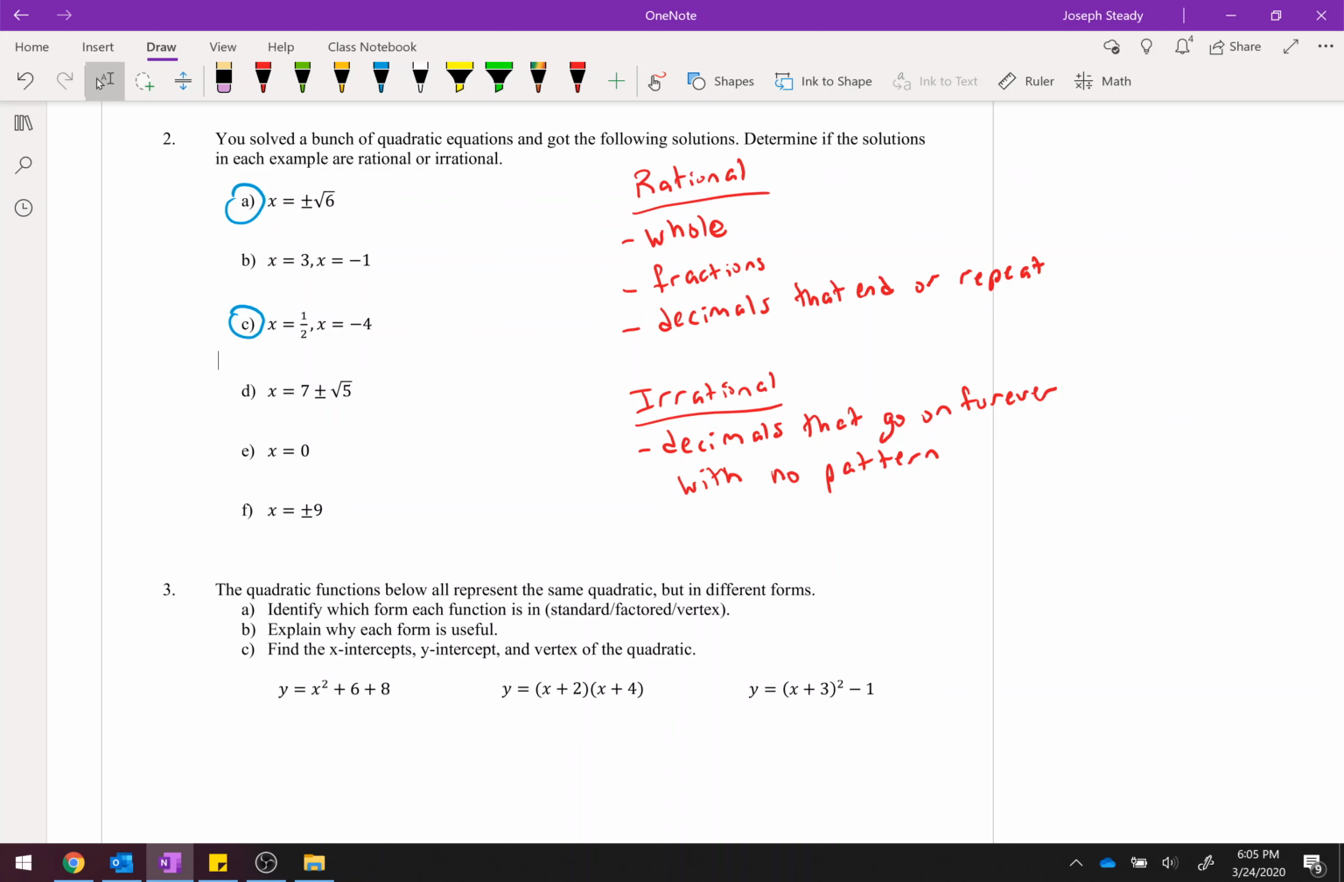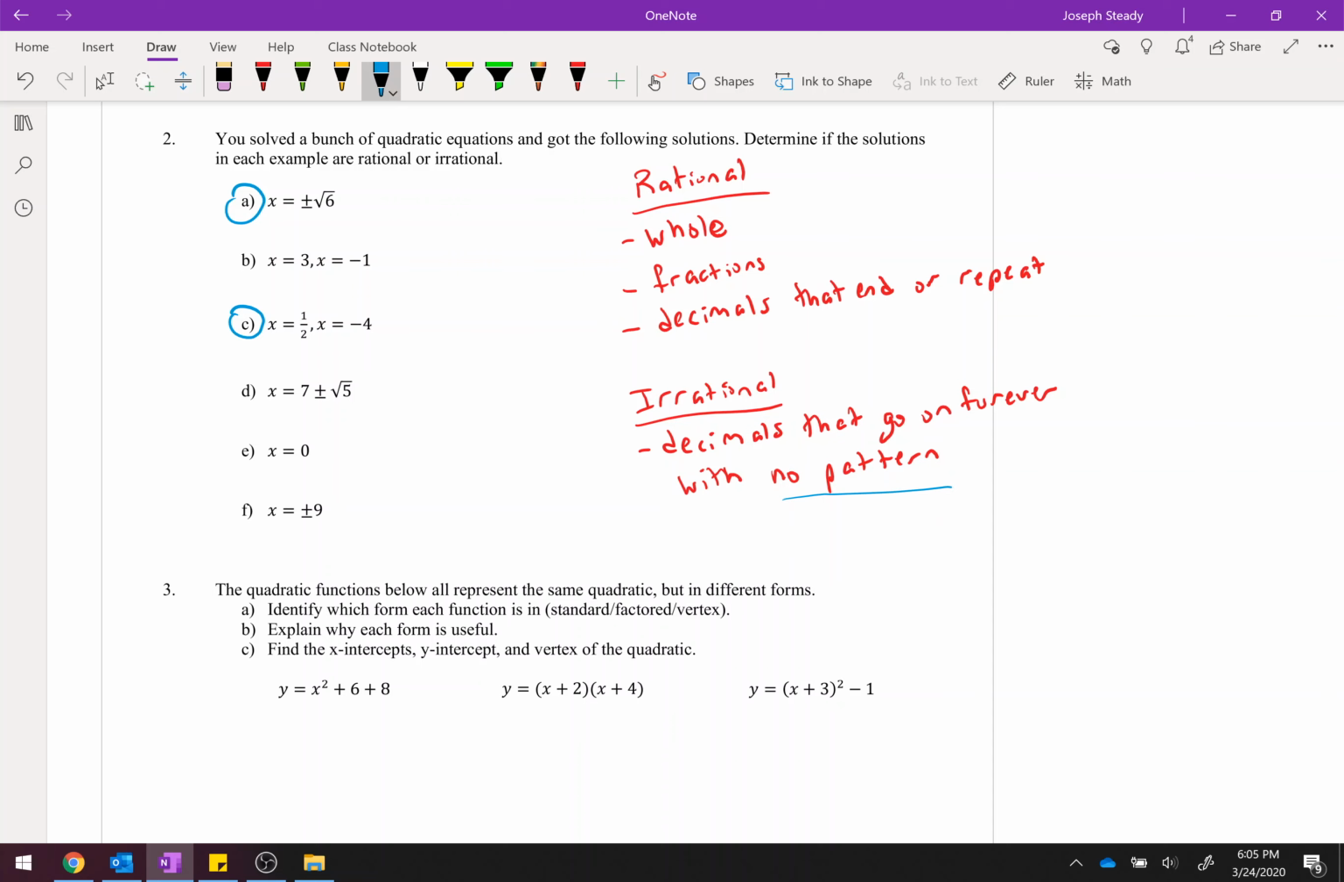Now that can be a little bit difficult to tell just by looking at a number, so for our purposes, we can think of rational numbers as whole numbers, fractions, or decimals that either end or repeat. So for example, 0.33333 going on forever. Irrational numbers, on the other hand, are decimals that go on forever and have no pattern, so they kind of just look like a random sequence of numbers.